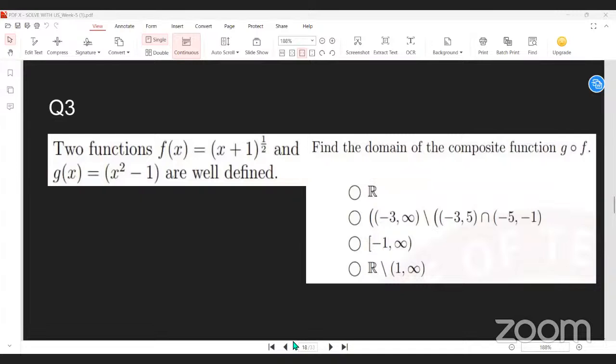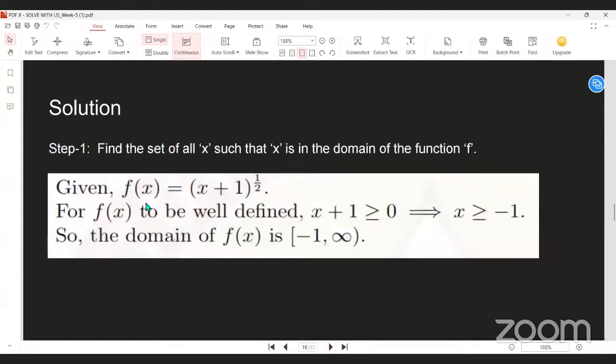Okay, let me discuss the solution later. I just wrote the question as x plus 1 whole square, sir, instead of 1/2. I didn't look at that properly, it's my mistake. Okay, no problem. So the domain is restricted by f of x.